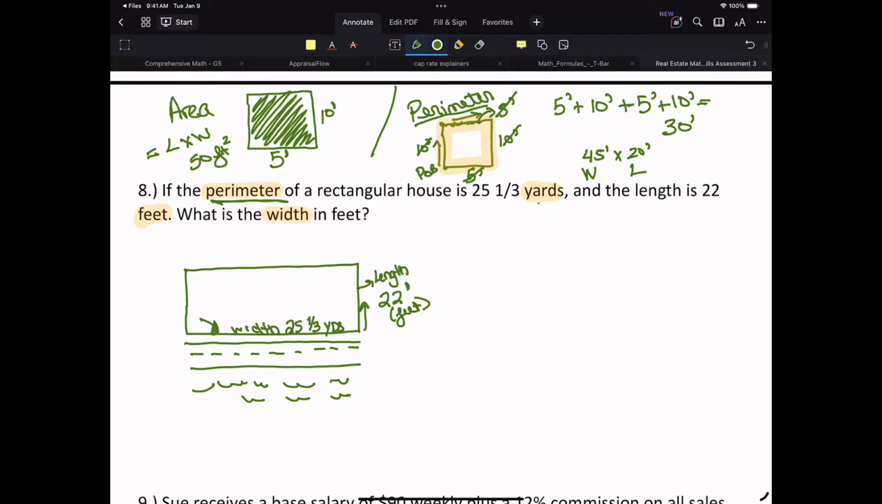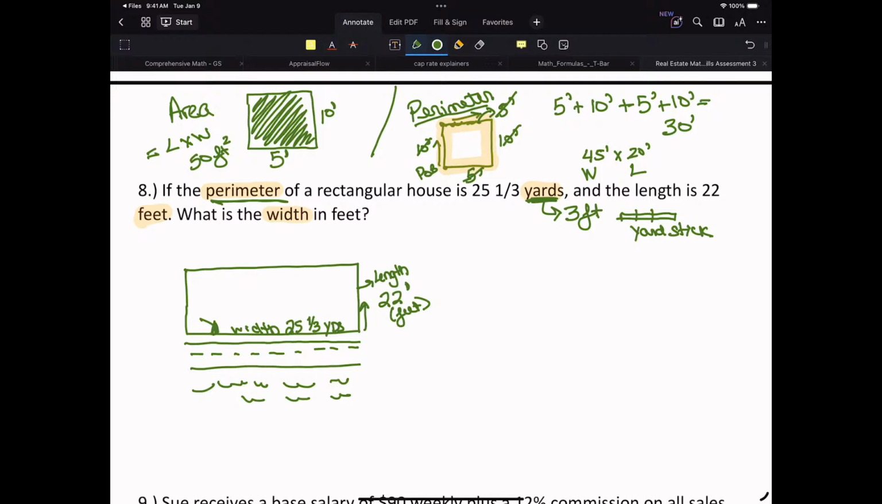Why? Because we have to know what a yard is. A yard is equal to 3 feet. So remember, like a yardstick, that thing you measure people with, there's 1 foot, 2 feet, 3 feet. So we're saying this house is 25 yardsticks wide. That is huge. So you're taking 25 times 3 feet.